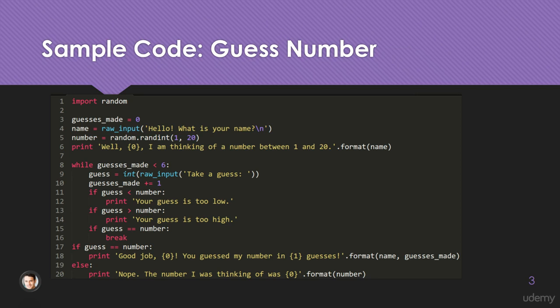It checks whether the guess is equal to the number and it says, good job, you guessed the number. Otherwise, if the guesses made are over 6 and it's come out of the loop, it's going to print, oh, you didn't guess the number, the computer was thinking of so and so.